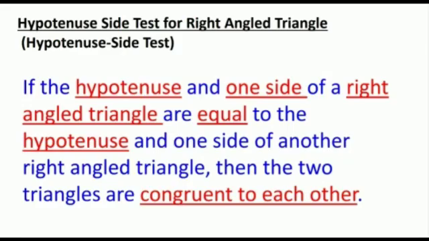Now, hypotenuse side test for right angled triangle, that is hypotenuse side test. Now, if the hypotenuse and one side of the right angle triangle are equal to the hypotenuse and one side of another right angle triangle, then the two triangles are congruent to each other.